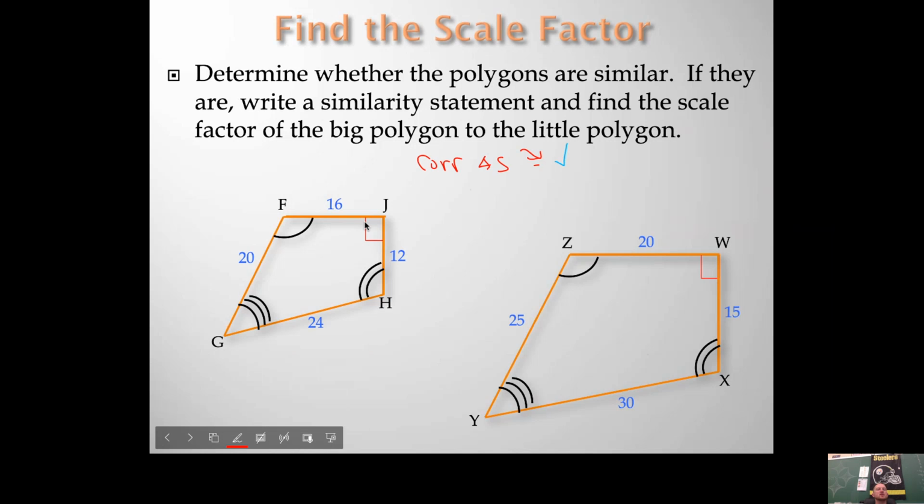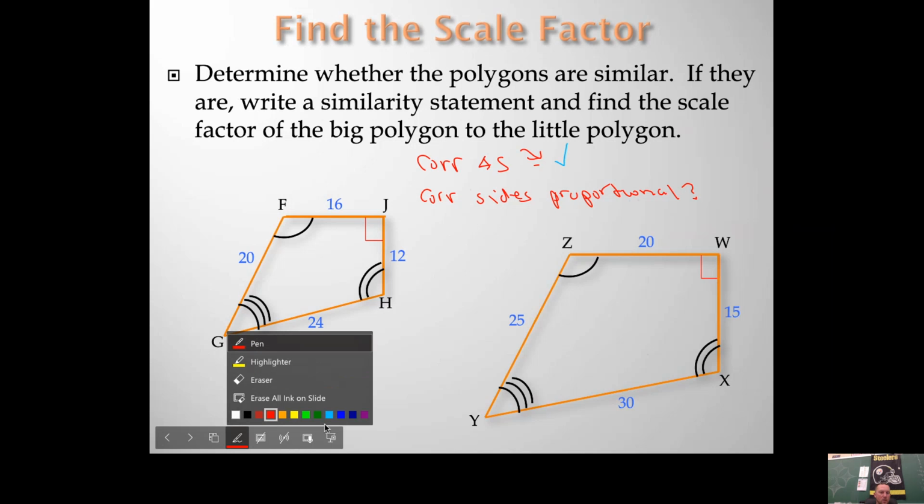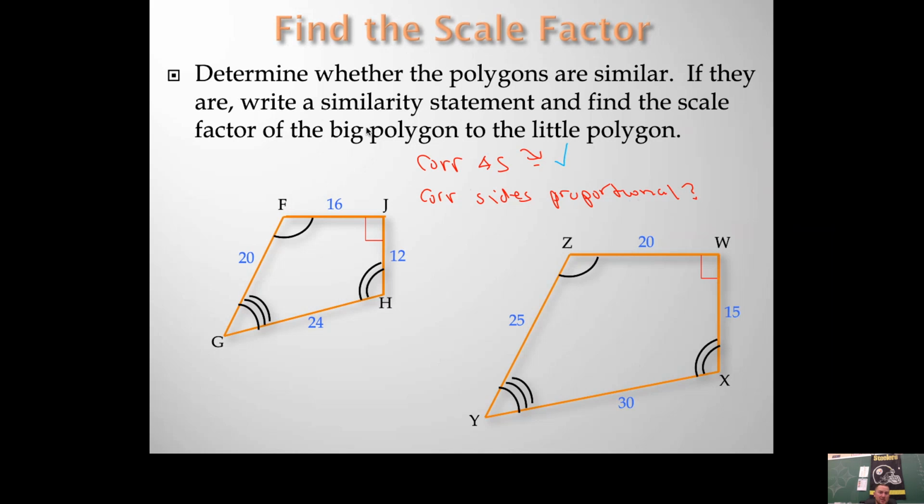Now, the second thing you have to do is check the ratios of the sides. Are the corresponding sides proportional? Remember, that just means same ratio. So let's write our ratios big to little.